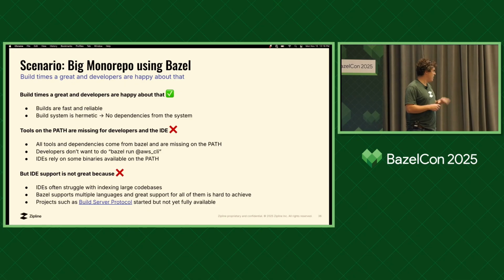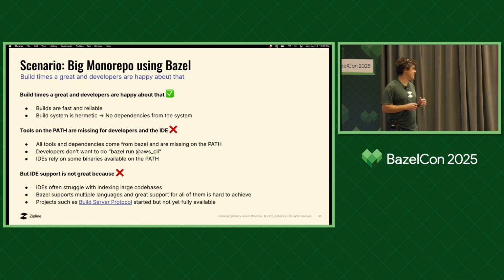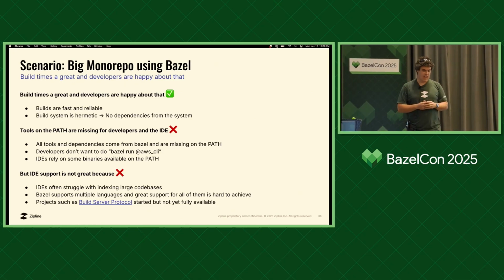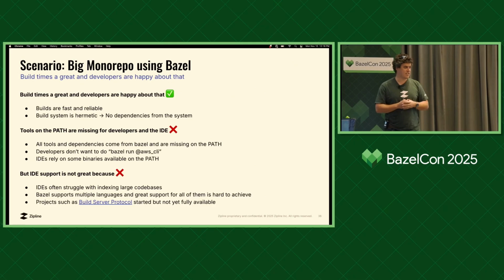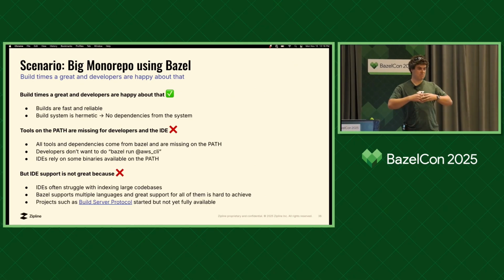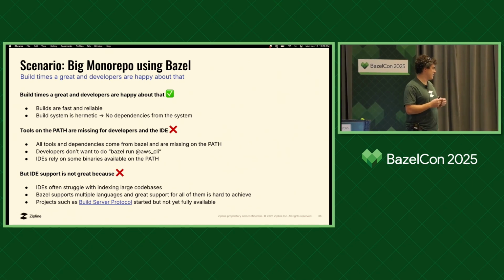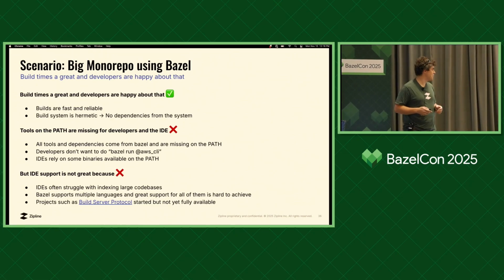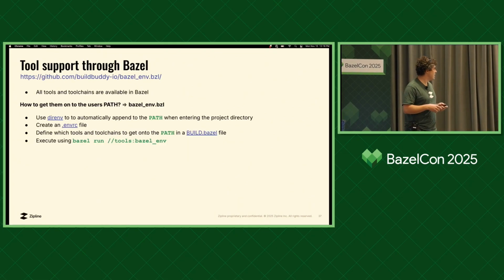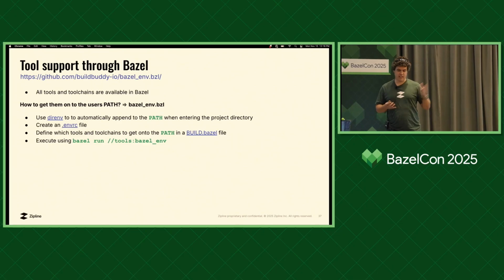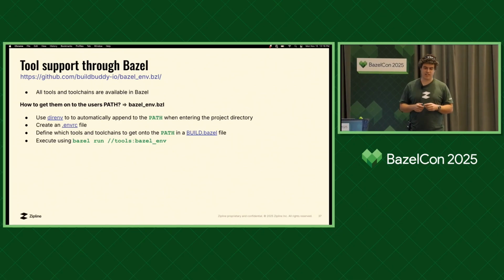And once we have that, we still have the IDE support that is not great because IDEs need language servers. Bazel supports, I don't know, dozens of languages, and it's often hard to integrate them with our IDEs. And projects such as the build server protocol are in progress, but not fully ready yet. So let's tackle the first problem, the tool support through Bazel itself.